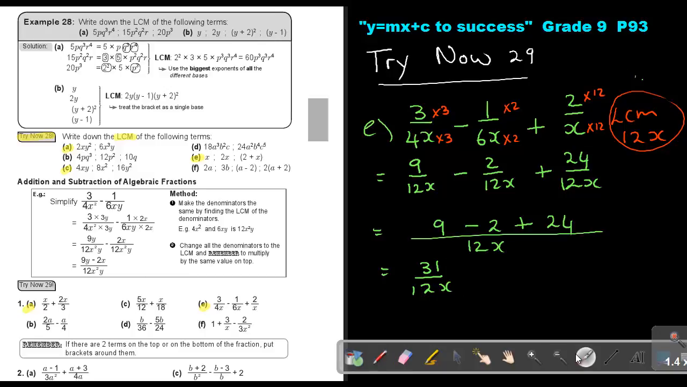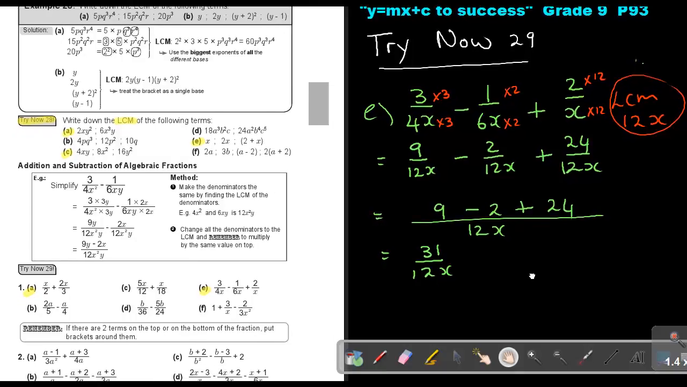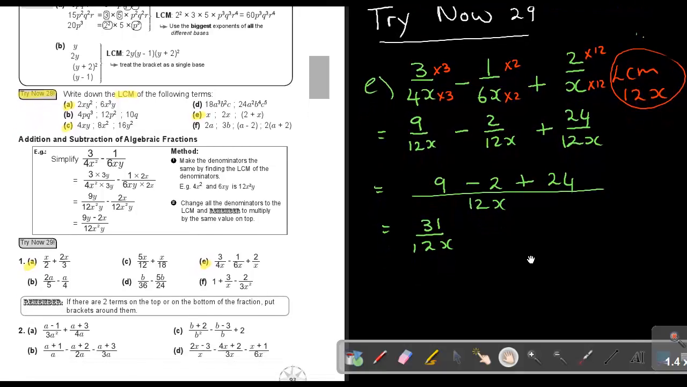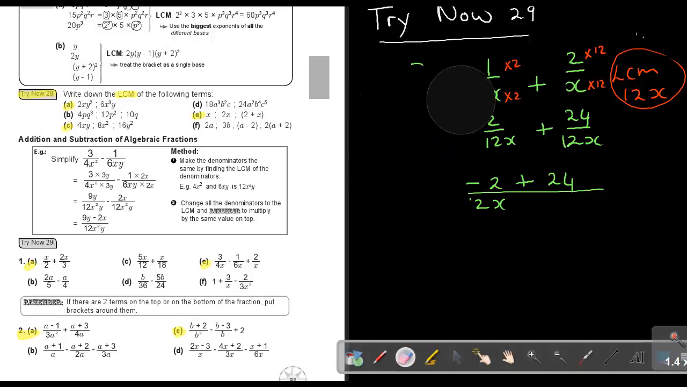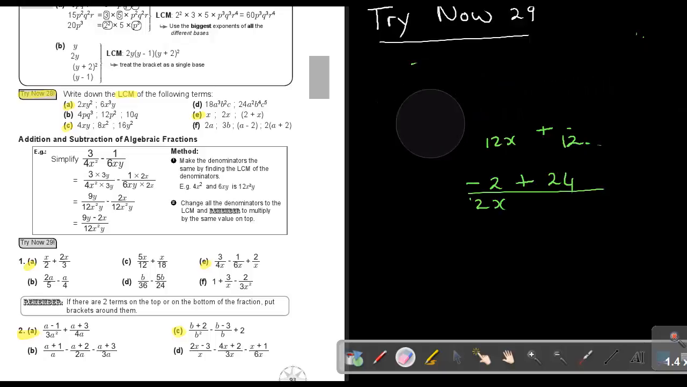Let's just see what they say here. If there are two terms on the top or at the bottom of the fraction, put brackets around them. I also said it in the previous one. Okay, again, this one is a bit challenging. So again, I want you to try to do this. So again, stop the video. So do 2. And you can just do number C. Just number C. Okay. Stop the video, and as soon as you are finished, then you can continue with the video.